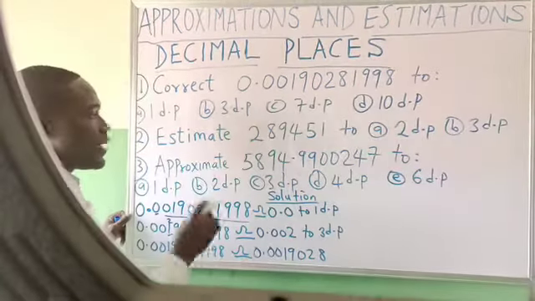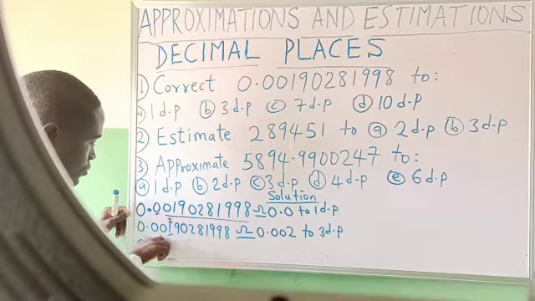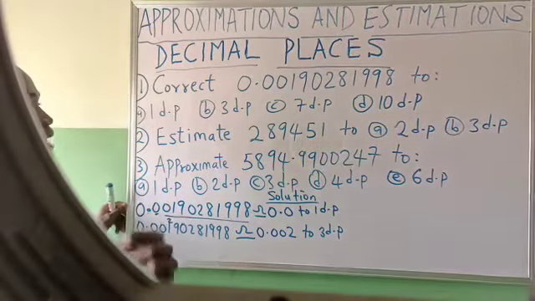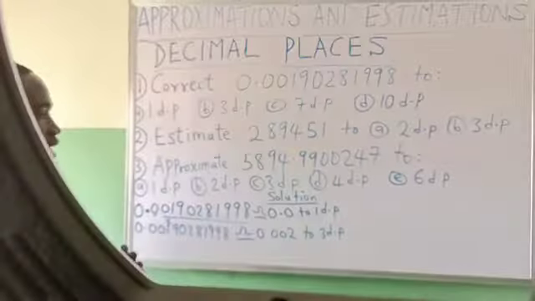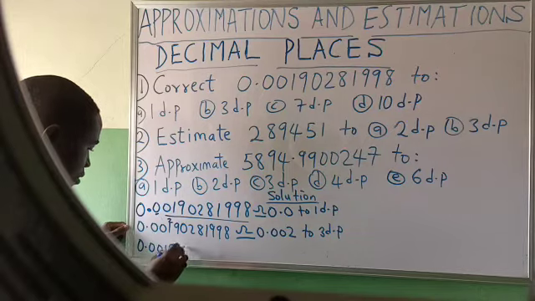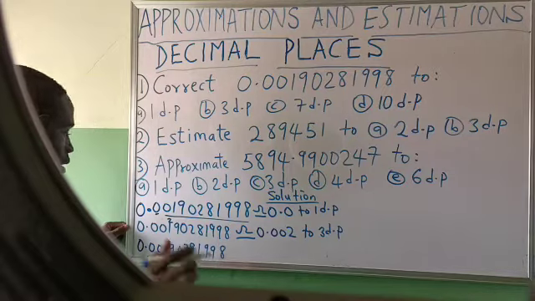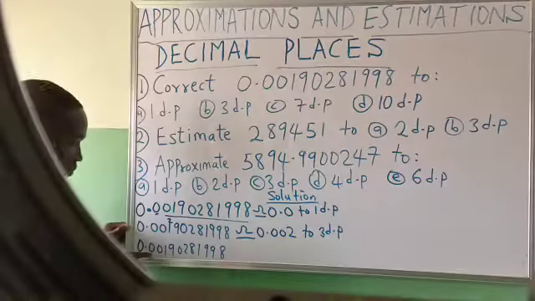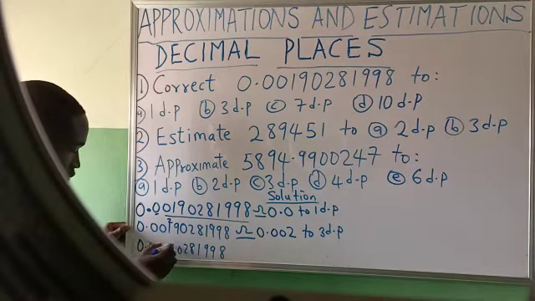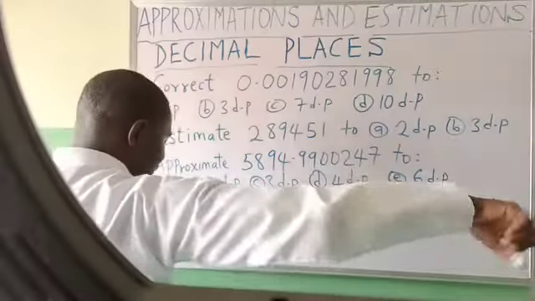Now we'll go to question number C, to 7 decimal places. You rewrite everything again. Then count from the first thing after the decimal point, count 7. 1, 2, 3, 4, 5, 6, 7. You stop at 8. Ask the next number to the right.